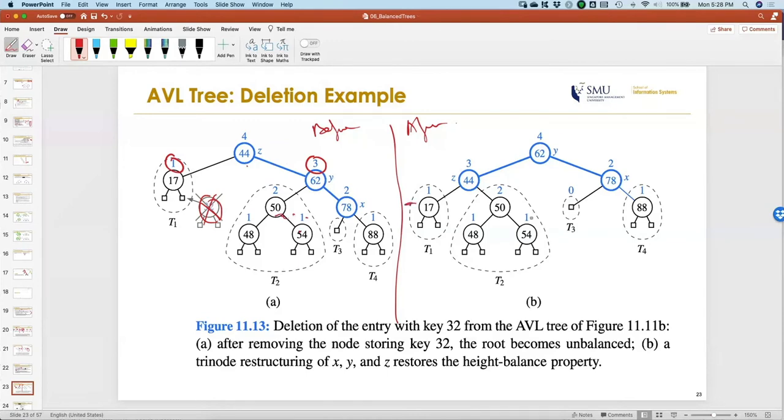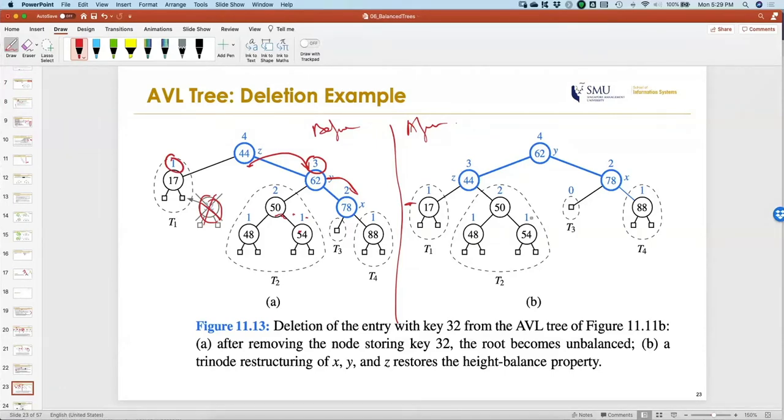Okay, Z here is imbalanced. So we're going to pick the taller child, right? The Y here, again, has 2 children, so we're going to pick the taller one. But they are the same height. So we're going to pick the one on the same side as Y with respect to Z. Since Y is the right child of Z, we pick X, which is the right child of Y. Okay. So once we do that, we have these three nodes, Z, Y, and X.